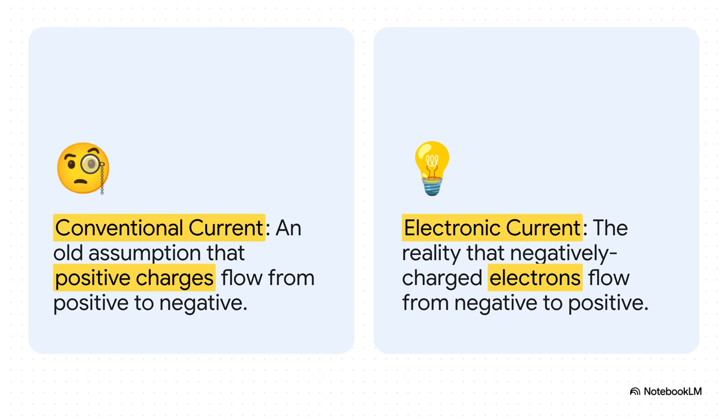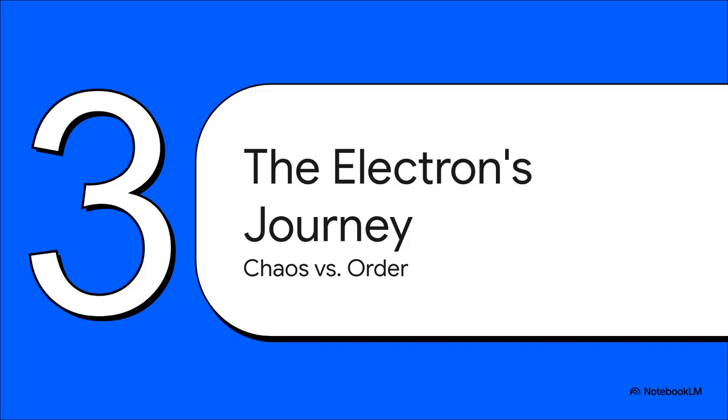We later discovered it's actually the negatively charged electrons doing all the moving, flowing from negative to positive. We call that electronic current. So why on earth do we still use the old, wrong way in circuit diagrams? Honestly, it's just tradition. It became the standard, and it stuck. So if it's these electrons that are really on the move, what gets them going? And what does their journey actually look like inside that metal wire? Is it a nice, neat highway?